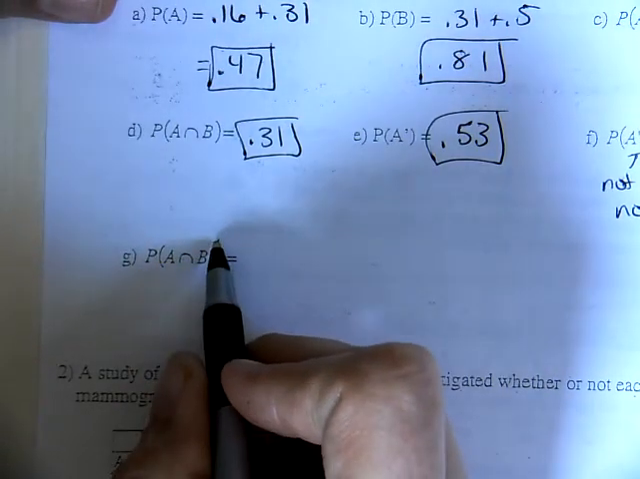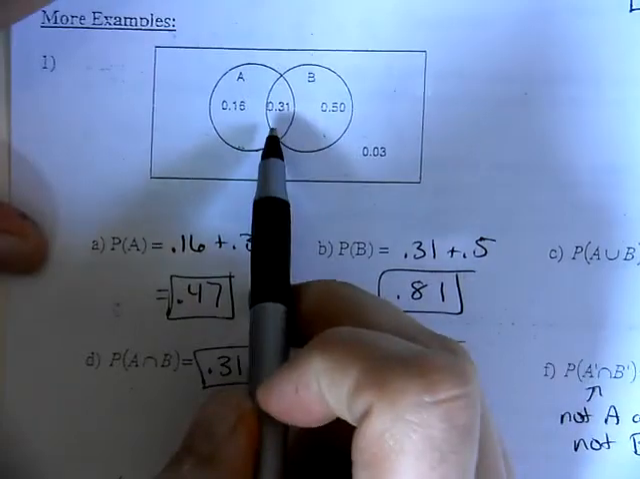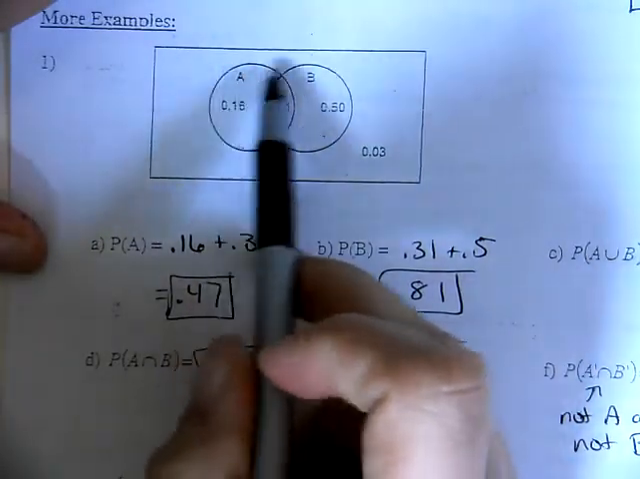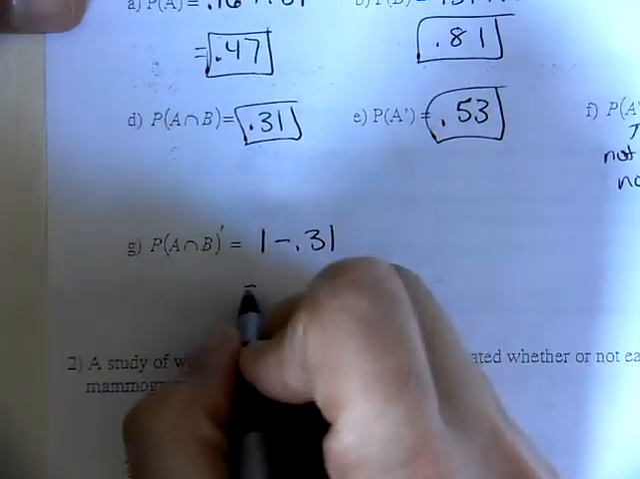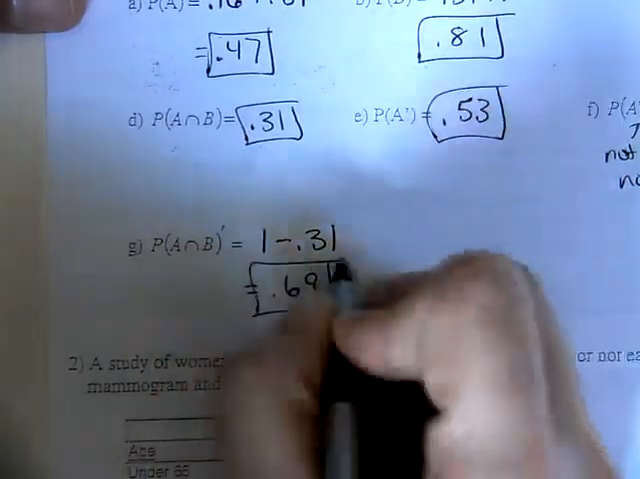The intersection, whatever's not in the intersection. So if you think the intersection is just this 0.31, you're looking at everything not in the intersection. So 1 minus 0.31, so 0.69.